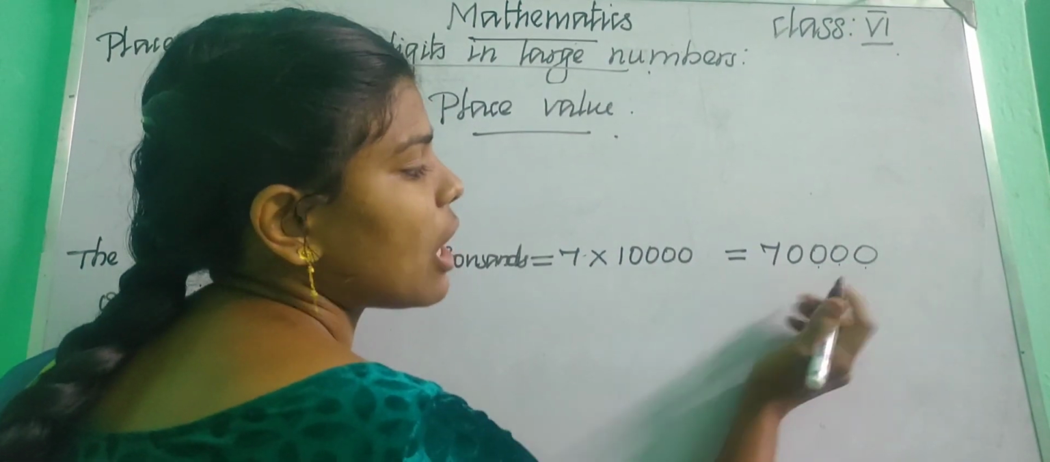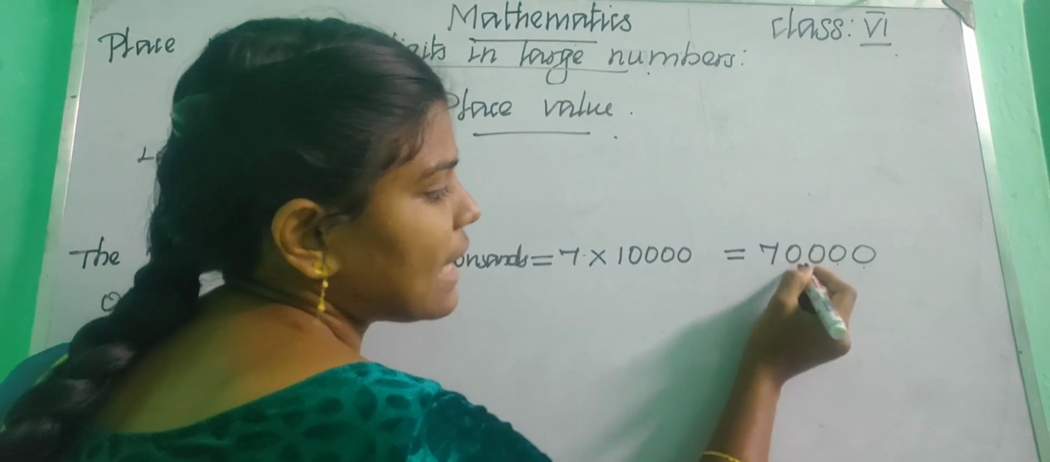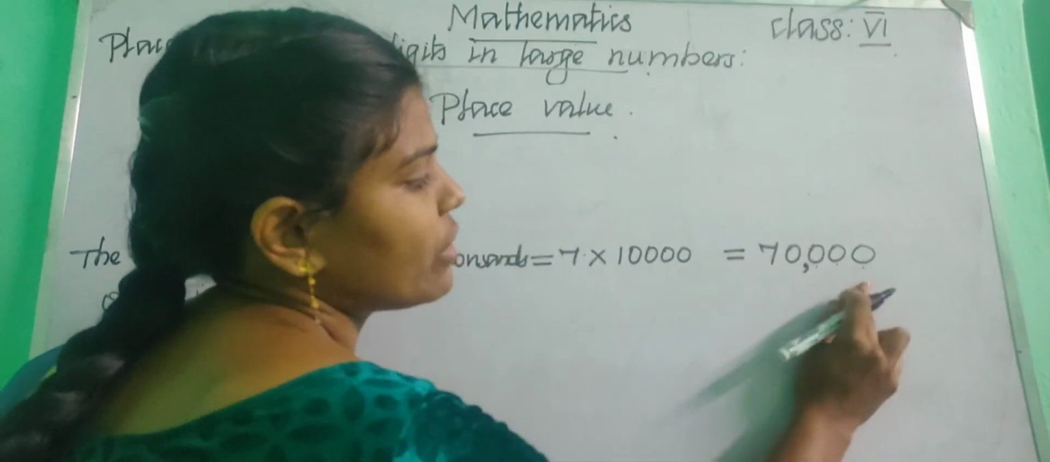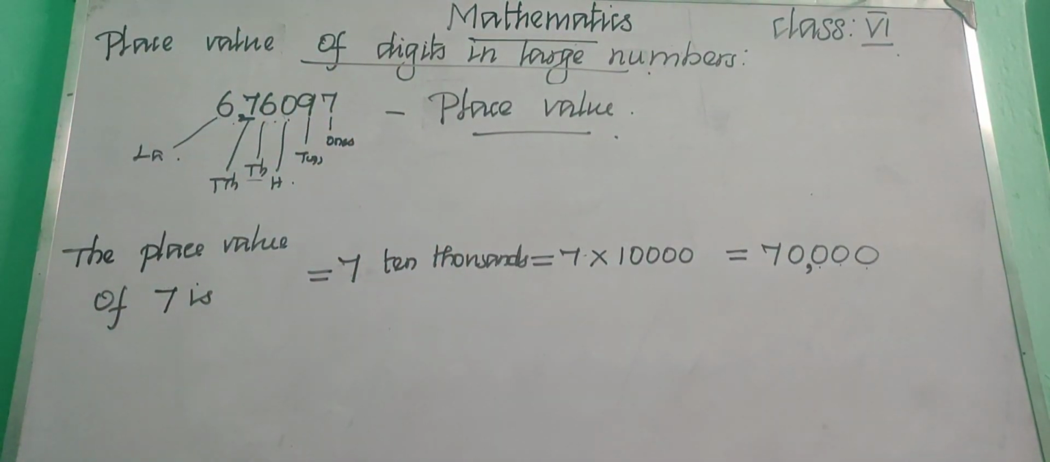From the right we need to count 3 digits and put a comma, and then after that count 2 and put a comma. So here we are having 70,000. Children, that's clear? And also we are having an example in your book, right? So let us see that.